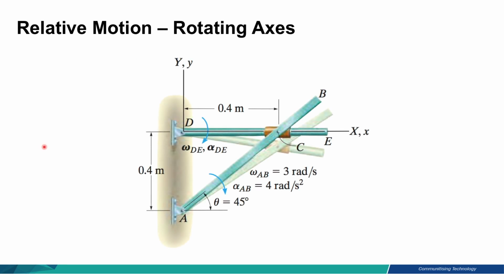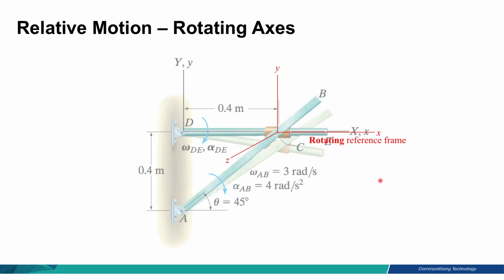Now if we look at this problem here, we have point D here, point C here, and point A over here. If we set our fixed reference frame at point D, we can calculate the motion of point C. And when we want to calculate the motion of point C from point A, we need to set another reference frame at point C.